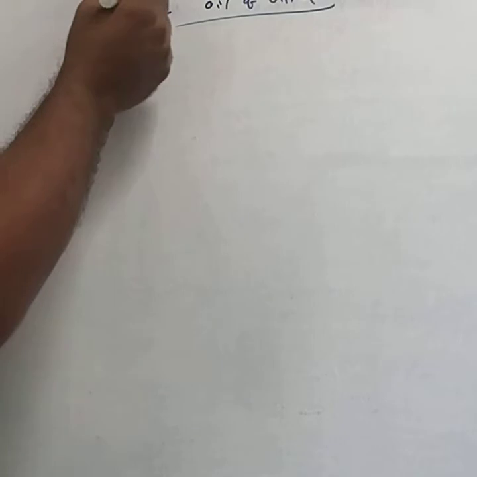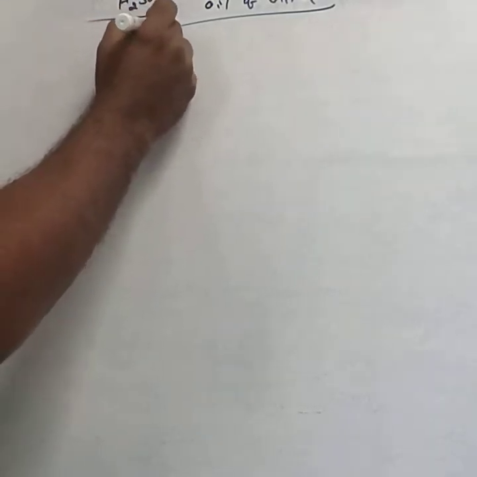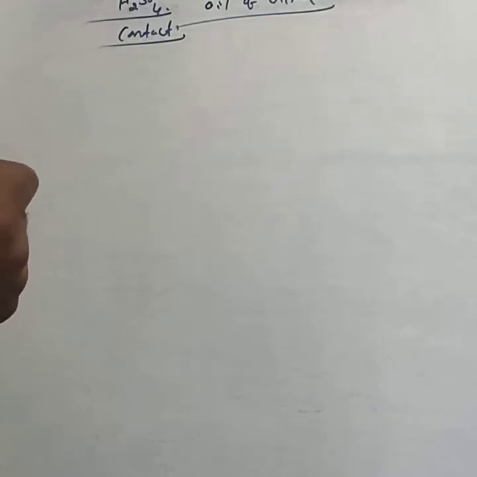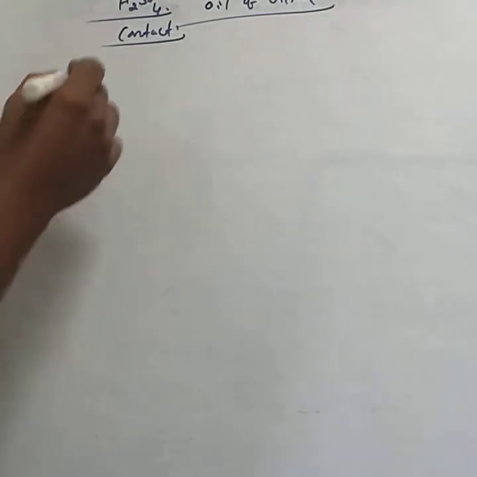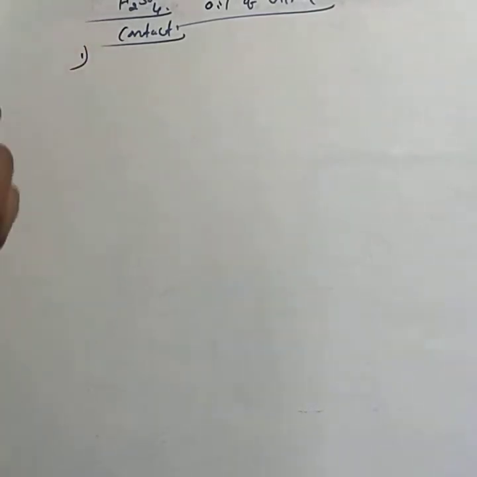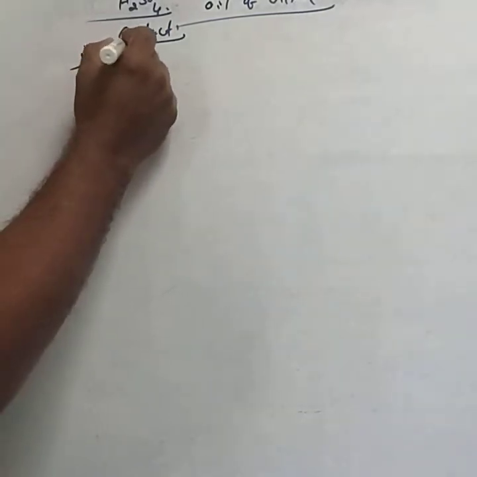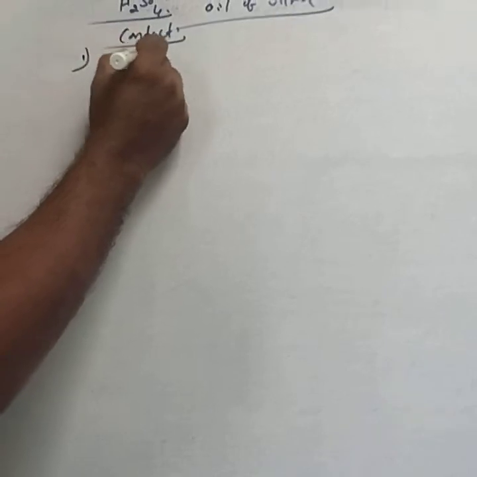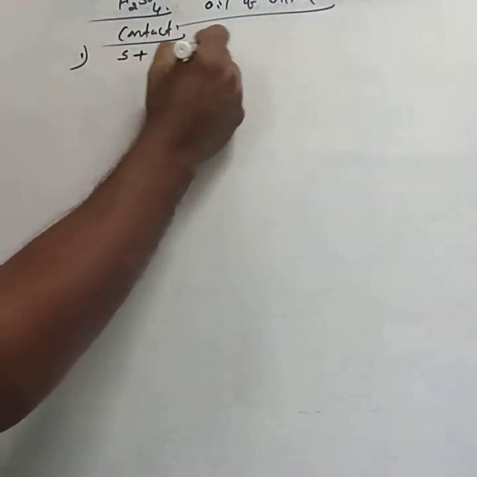Then, the manufacture of sulphuric acid by the contact process. It involves different steps. First step is the formation of sulfur dioxide. How is that sulfur dioxide formed? By burning sulfur in air.